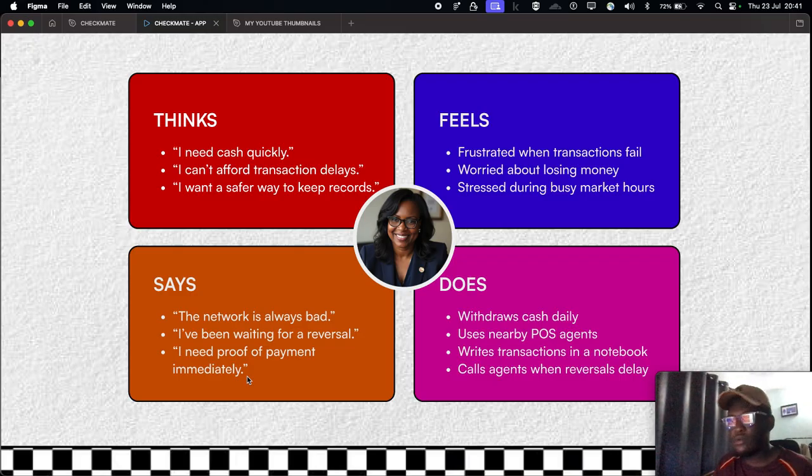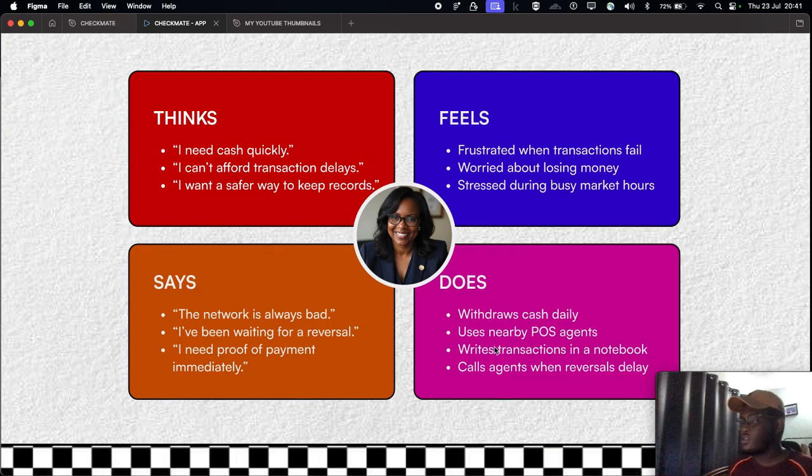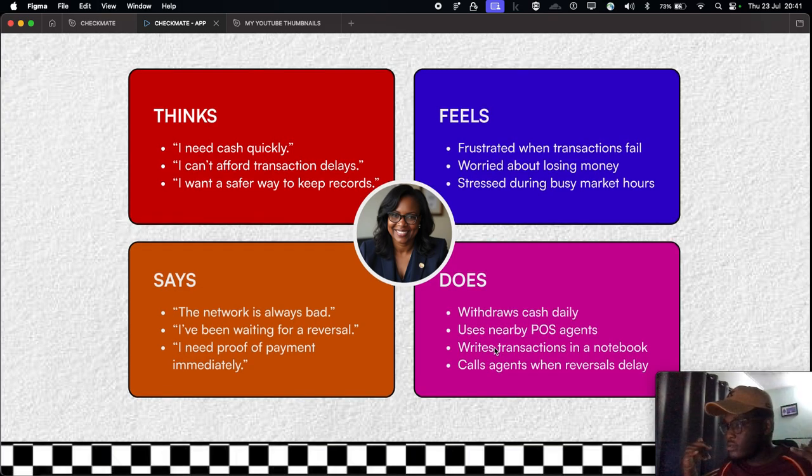She doesn't want to leave and then not see it later on. She wants to be able to see it now, right? And what she's doing, she's always withdrawing cash daily. She uses nearby POS agents. She's writing her own transactions in a notebook. She's calling agents when reversals delay, right? And that's what she's doing.